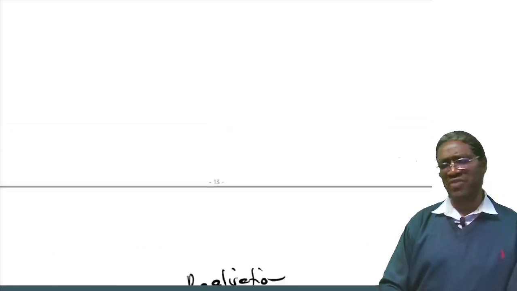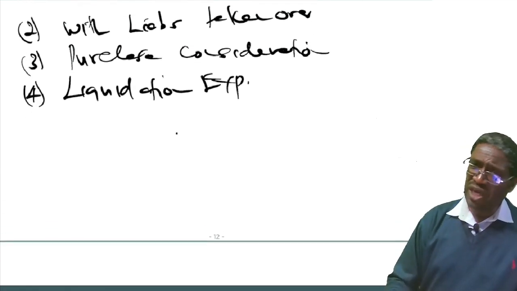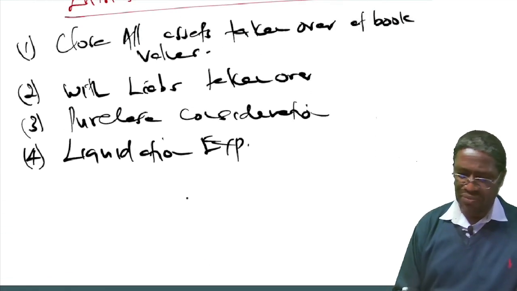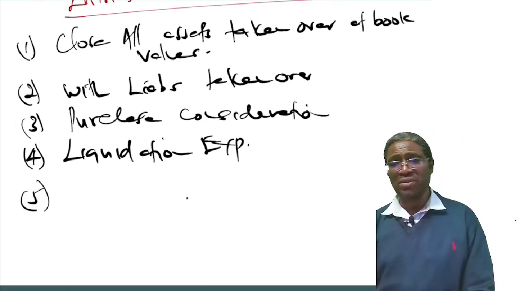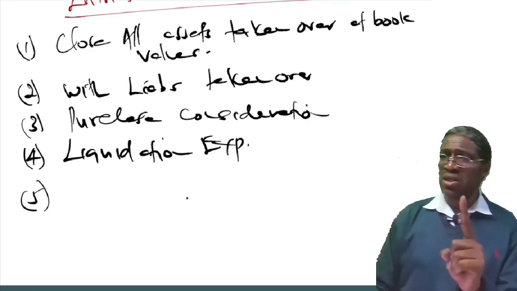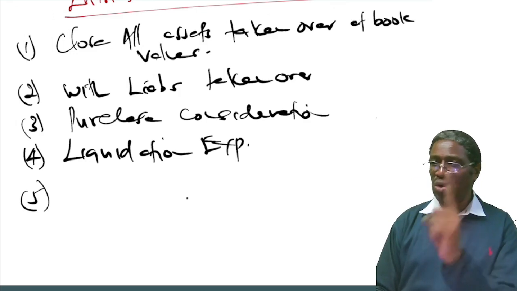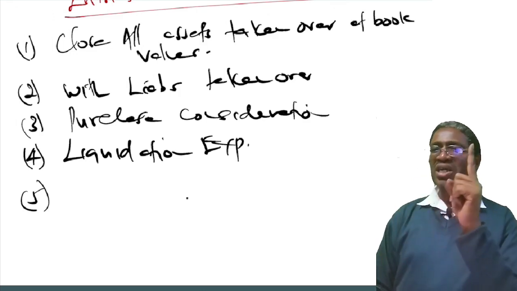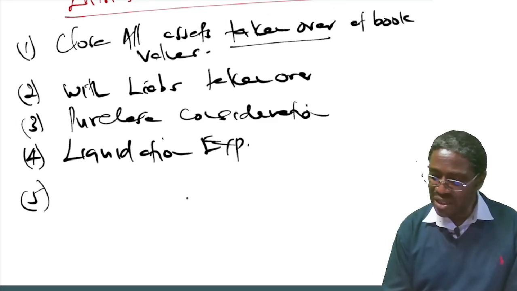I go to number 5 now. What's our entry number 5? For number 5, I want to take you back to number 1. Number 1, we said, close all assets taken over at their book values. All assets taken over.